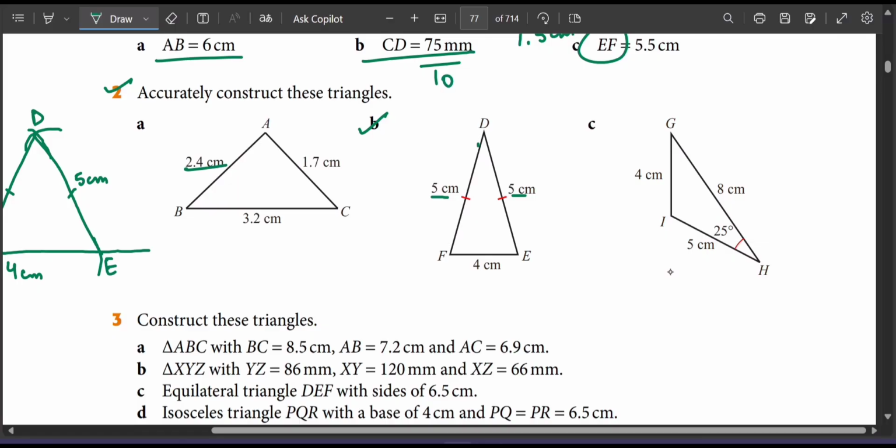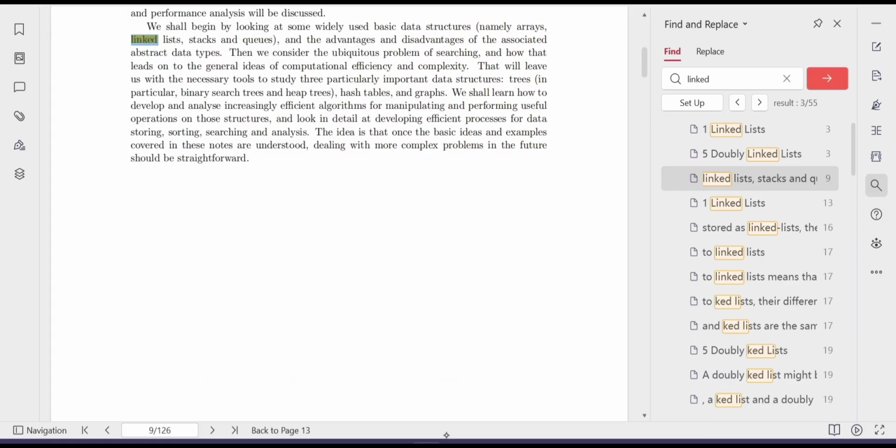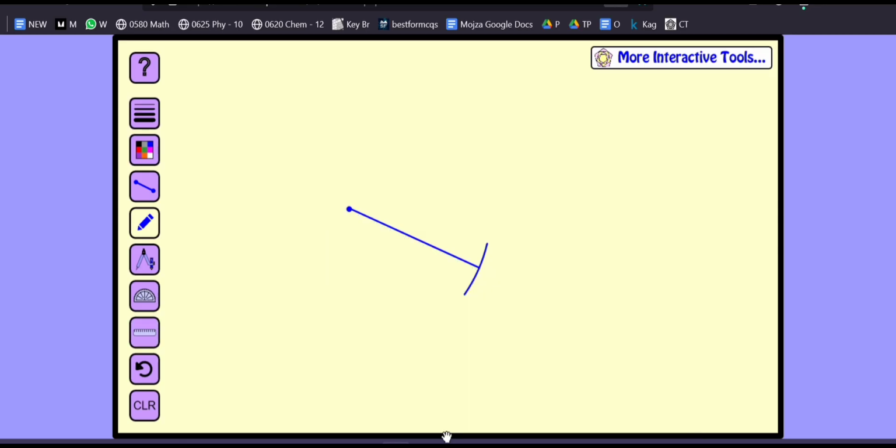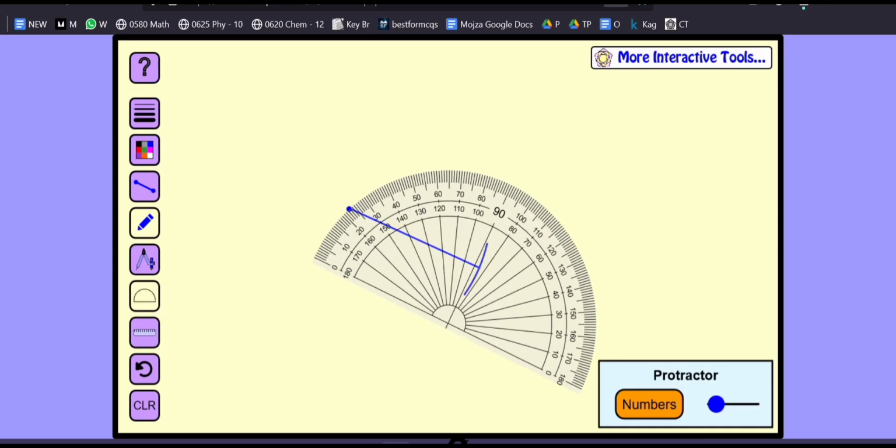Now what else have they asked? We have drawn this, this, and this. Now we have to use the protractor. With the protractor we have to make 25 degrees, I'm sorry, I don't know why I opened this all the time. Okay, so this is the protractor.